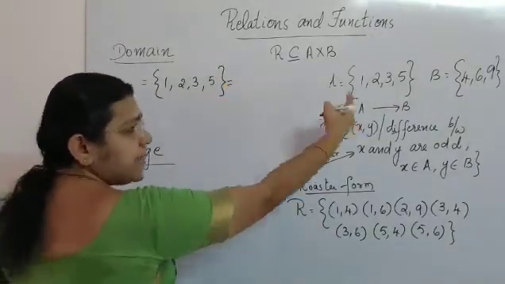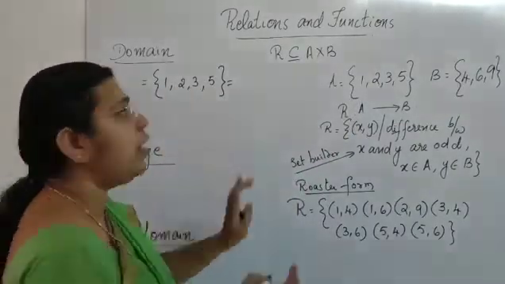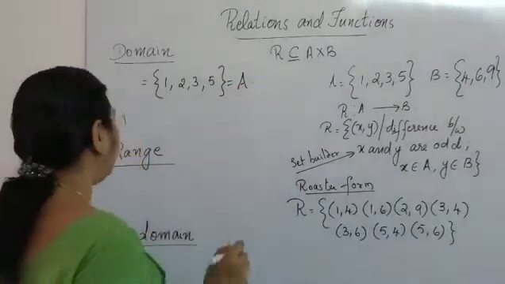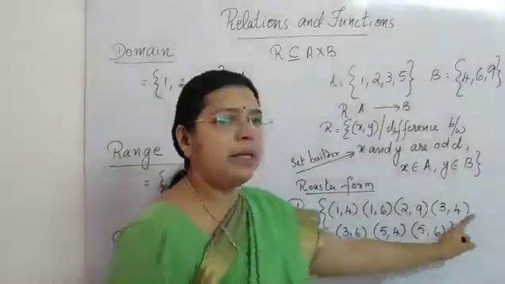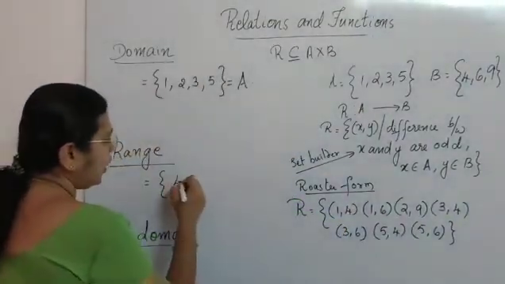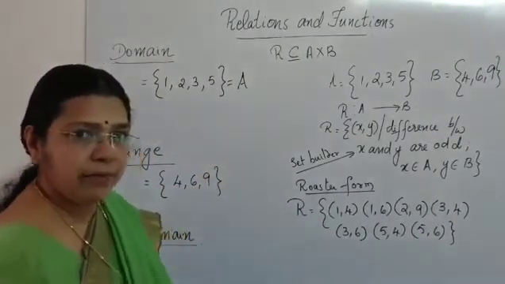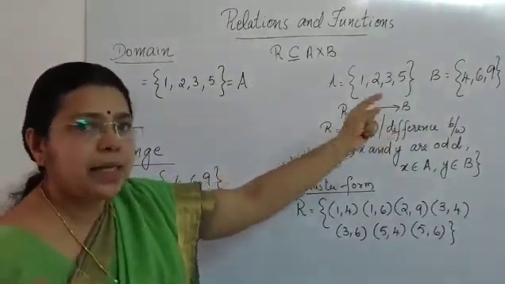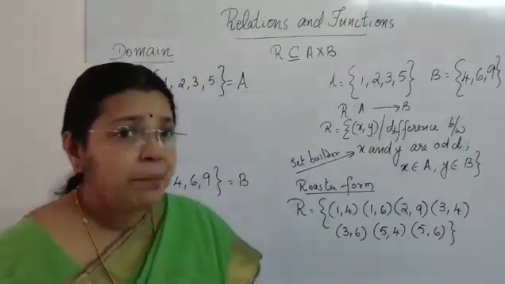And if you look at this, it is exactly the same as our set A. So, either you can represent this as the set {1, 2, 3, 5} or even simply you can write what? A. That gives you the domain. Now, coming to the range of the relation. What is range? The second element in this ordered pair. The second element in this ordered pair gives you the range. So, what are they? 4, 6 and 9. Set {4, 6, 9}. Now, if you look at this side, you can see that this is exactly the same as our set B.